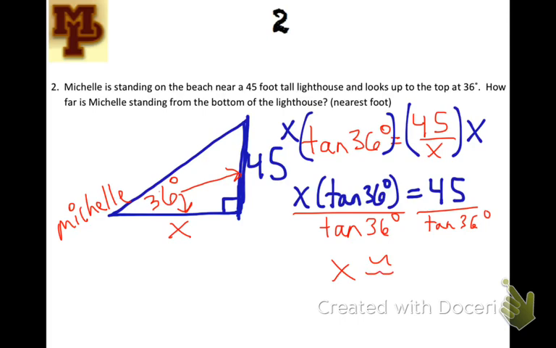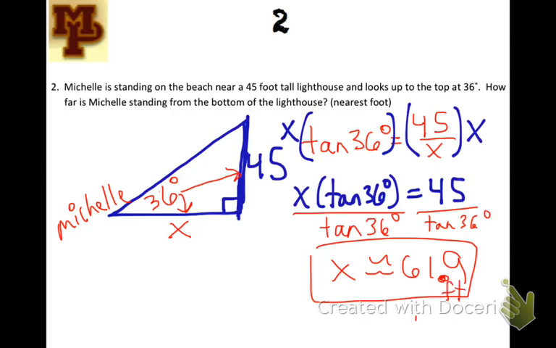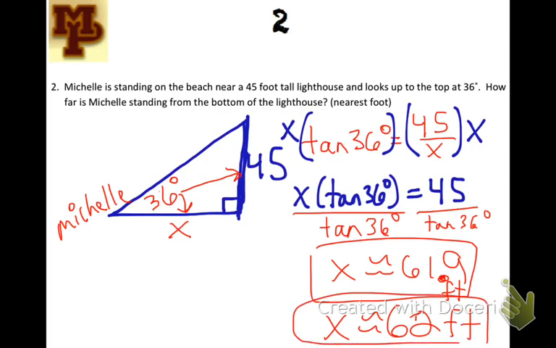And so then x will be whatever you get on the calculator there. Let's see how much that is. So 45 divided by tangent 36. Yeah, it's like 61.9, or about 62. And that's feet. It says round to the nearest foot, so if we follow the directions, I would say it's about 62 feet. So yeah, try to follow the directions there. So get rid of that, 61.9. Okay, next one.